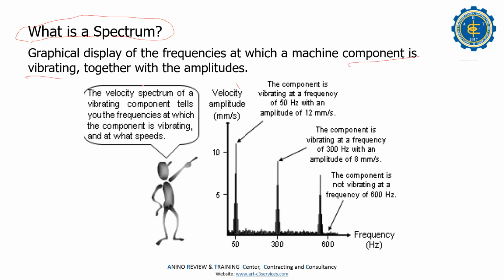Together with the amplitudes. So the velocity spectrum of a vibrating component tells you the frequencies at which the component is vibrating and at what speeds. So the velocity amplitudes are in mm per second. What unit do you use there? Millimeter per second. Yeah, the same.